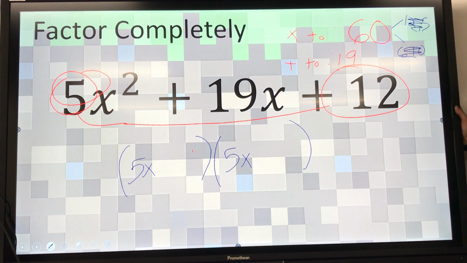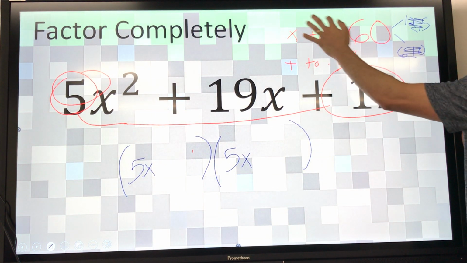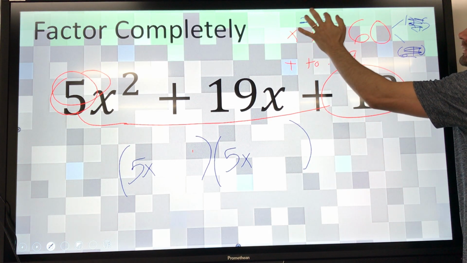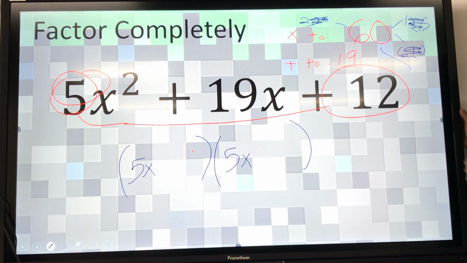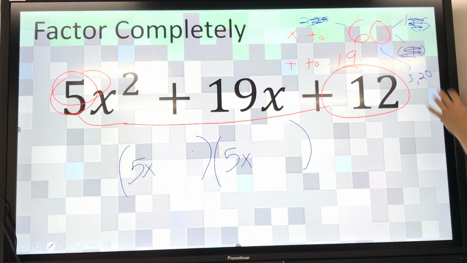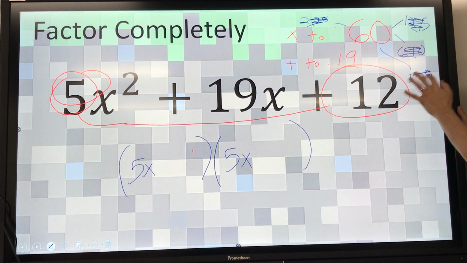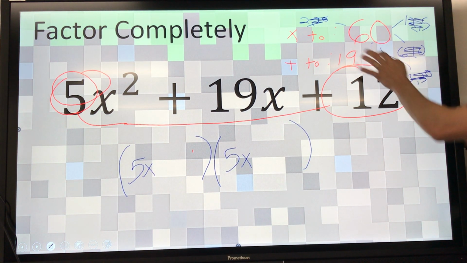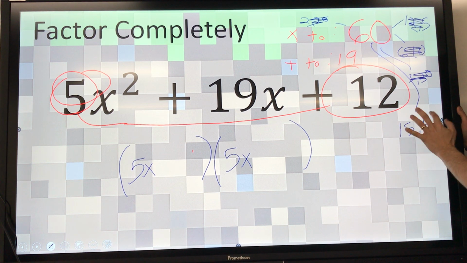Like, you should just start going through your calculator. 60 divided by 2 is what? 30, right? That won't work. 60 divided by 3 is 20. Will that work? No? Okay, what about 60 divided by 4? 15. So we have 15 and 4. Will that give me a 19?